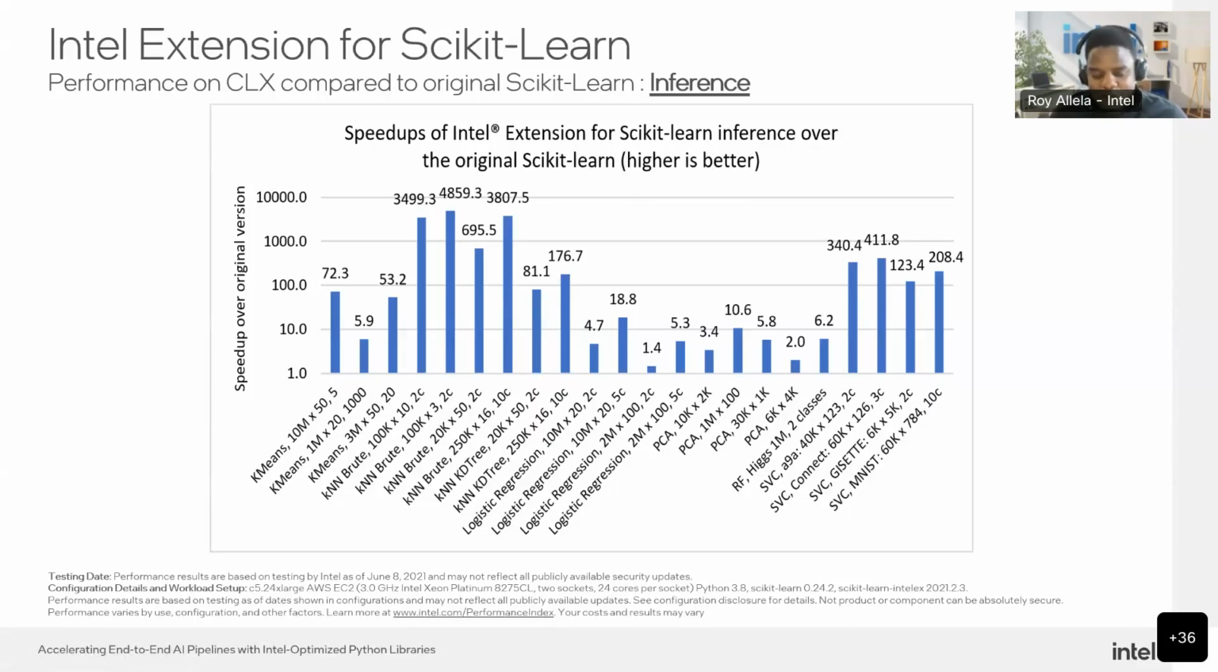And this ultimately translates to lower TCO. If you're running your inference in the cloud, you're able to do many more inference tasks or executions at a reduced cost, as you're able to accelerate and reduce the time it takes to run a single inference by using the Intel extension for scikit-learn.